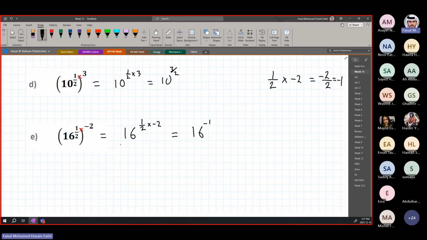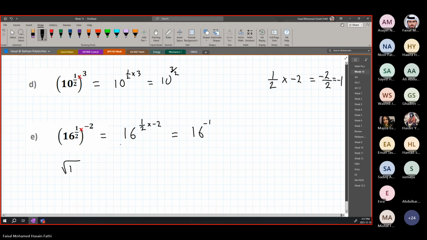Why is it not square root 16 to the power of minus 2? Why is it not this?